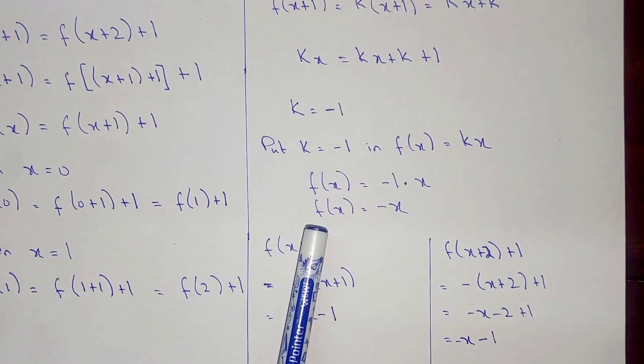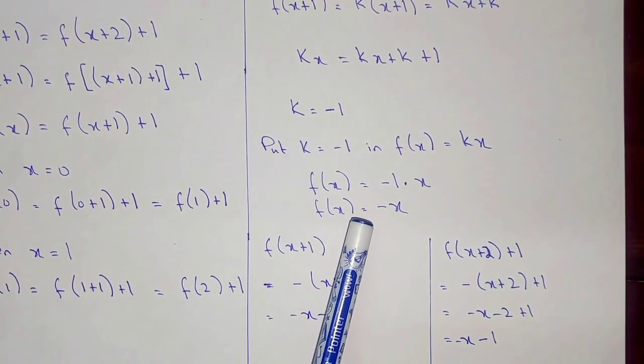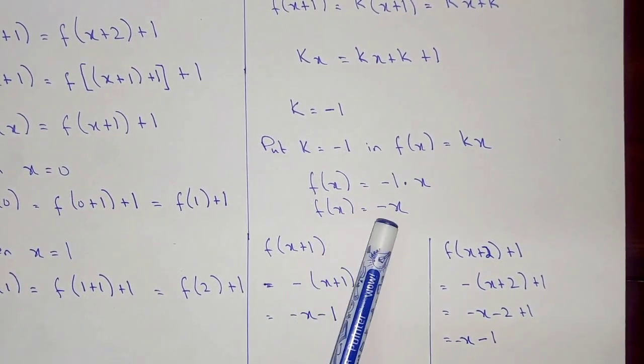It means we can say that f(x) = -x, and this is the correct input value of the function.